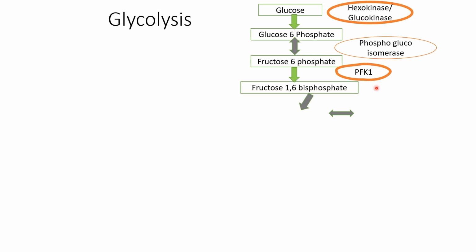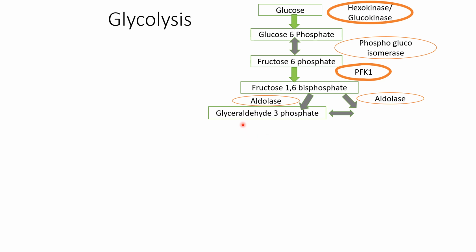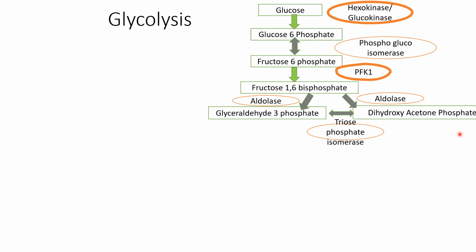You have to remember that it is PFK1 because we have another, PFK2, which also plays an important role in glycolysis. Now this fructose 1,6 bisphosphate is broken down into two compounds by the enzyme aldolase. It forms glyceraldehyde 3 phosphate as well as dihydroxyacetone phosphate. They are interconvertible isomers. So triose phosphate isomerase converts glyceraldehyde 3 phosphate to DHAP and DHAP to glyceraldehyde 3 phosphate.